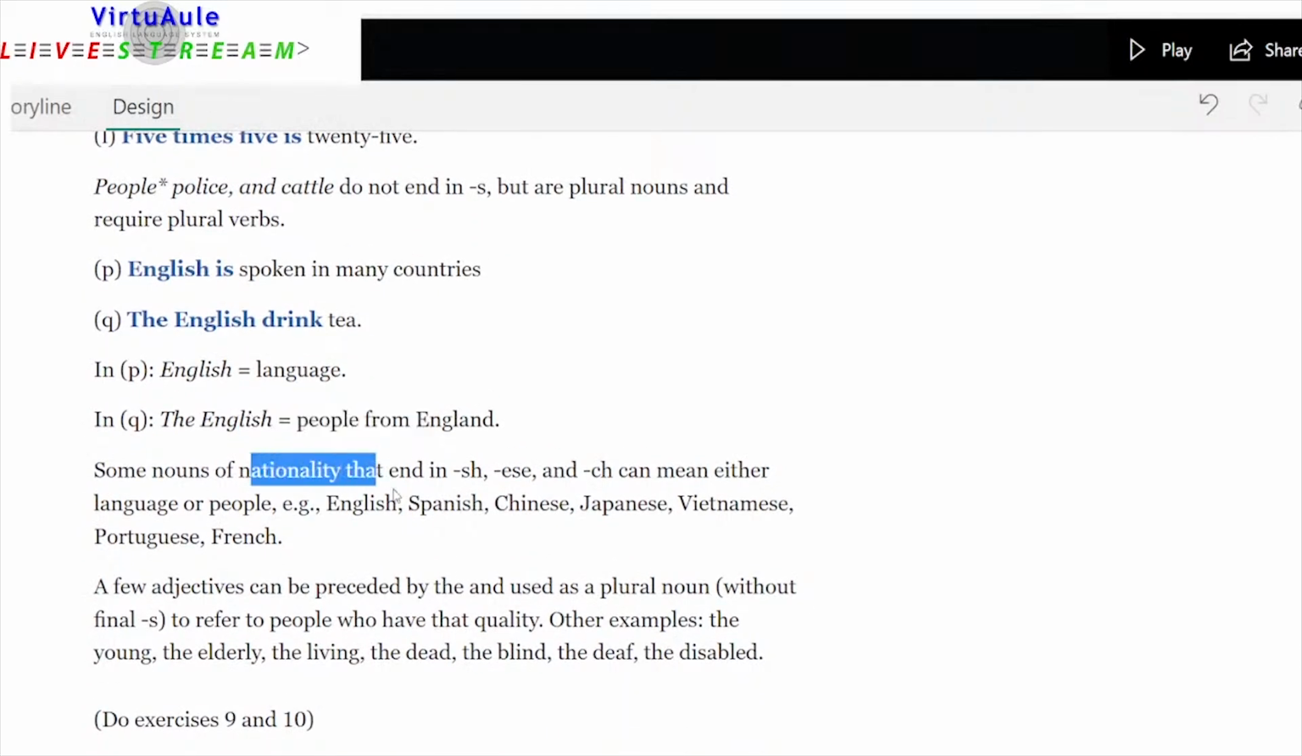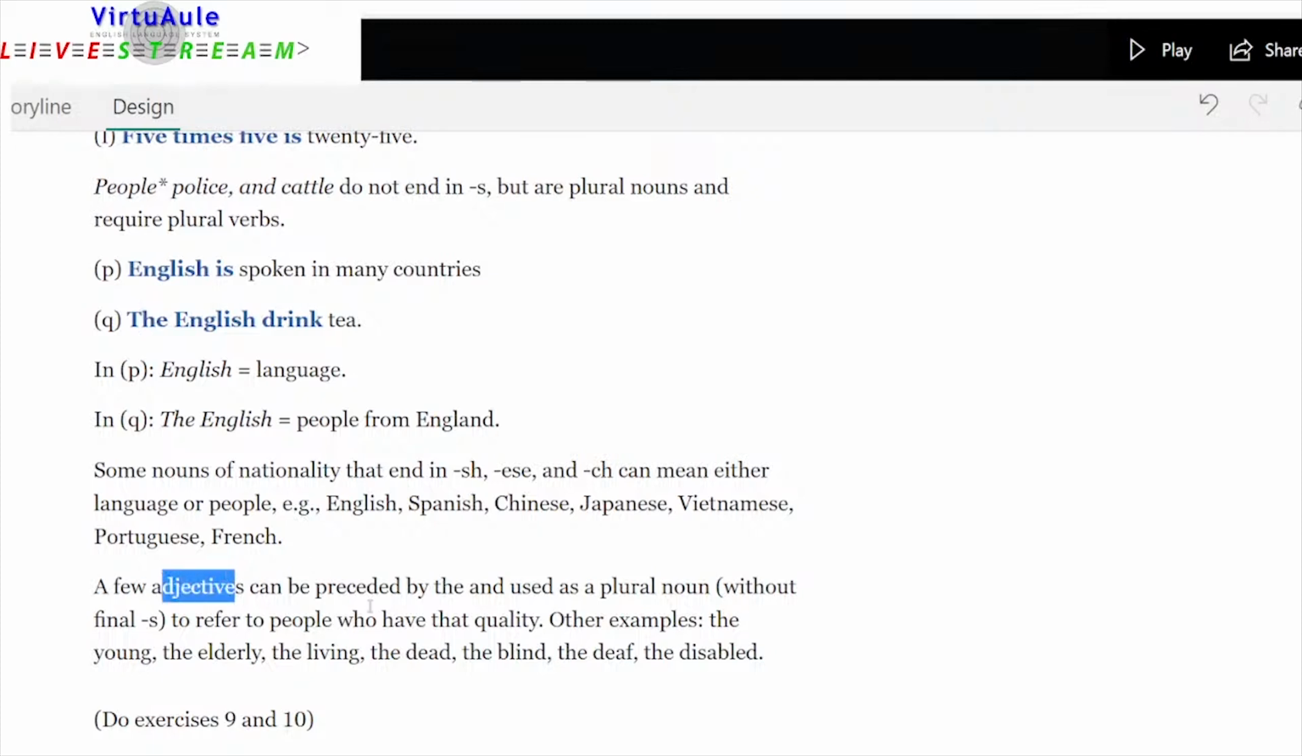Some nouns of nationality that end in sh, ese, and ch can mean either language or people. For example, English, Spanish, Chinese, Japanese, Vietnamese, Portuguese, French. Okay, these are both the language and the people, so you have to distinguish with the. The French drink tea. Not really, but maybe some.